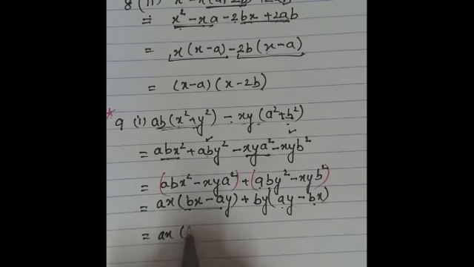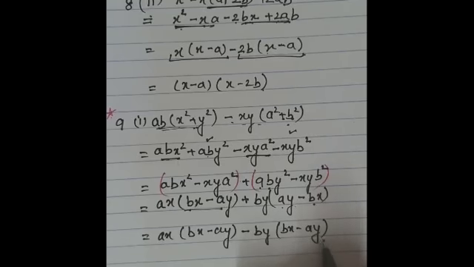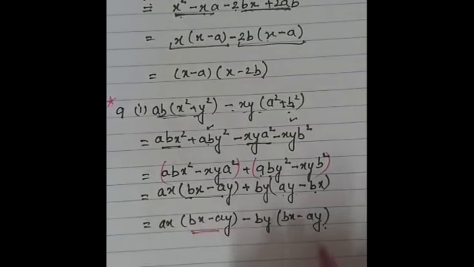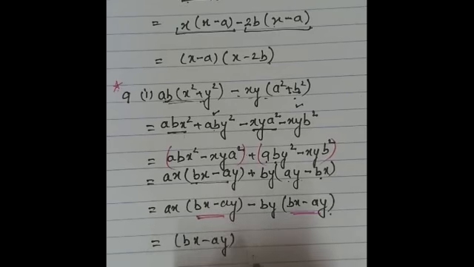So ax minus by, it's bx minus ay. Now I can see this bx minus ay here and bx minus ay in the second group also. So my next step will be, I'll take bx minus ay common and I'm left with ax minus by. This is a little lengthy question, right? You need to practice it 1 or 2 times.